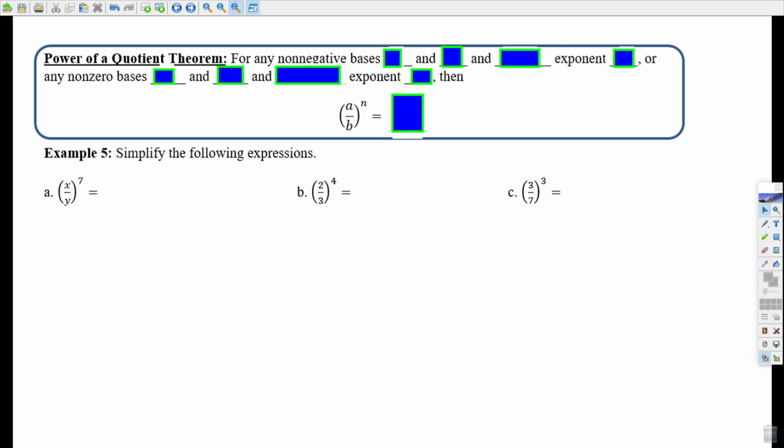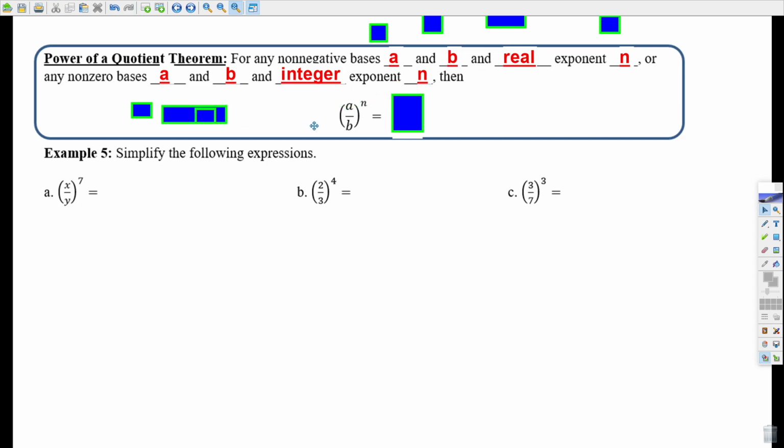Okay, so we can do the same thing if we have a fraction in there. No different, really. So for any non-negative bases a and b, and real exponents n, or any non-zero bases a and b, and integer exponent n, then we have this property here. All right, so what we can do here is the same thing that we did before. The n is going to go to the a, and the n is also going to go to the b. Although they used a different letter last time, didn't they? They used m. Okay. So we're going to say it's a to the n divided by b to the n.